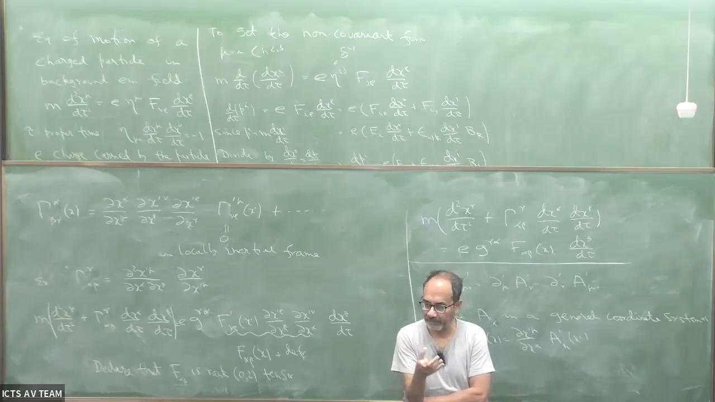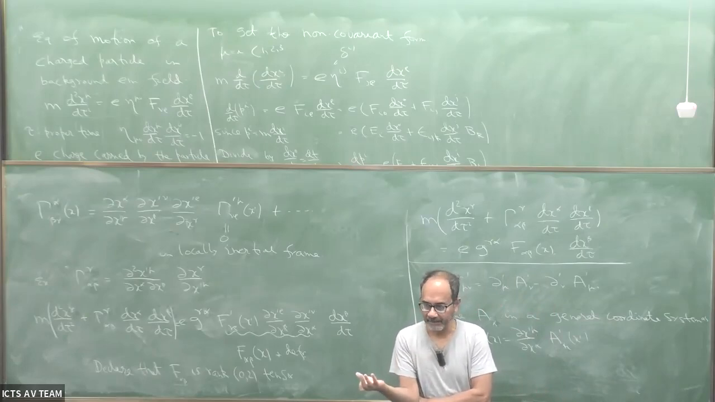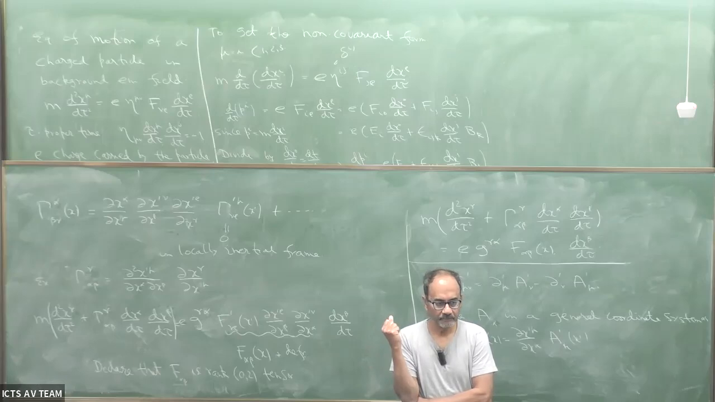Because F is a function of F prime, F prime is a function of A prime, and A prime is a function of A. Right? So F should be writable in terms of A. So what is that relation? Any guess?